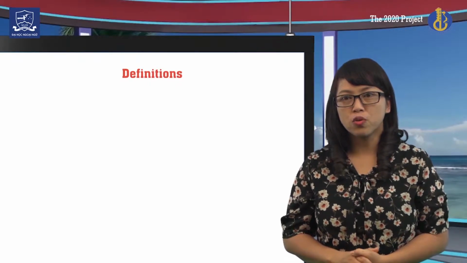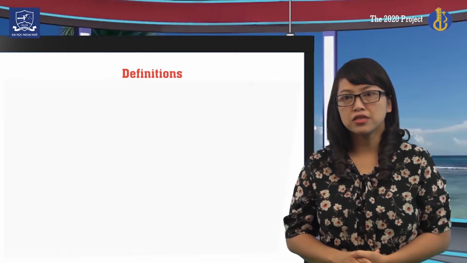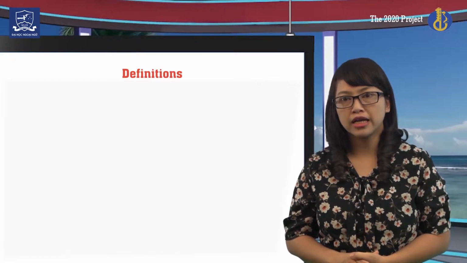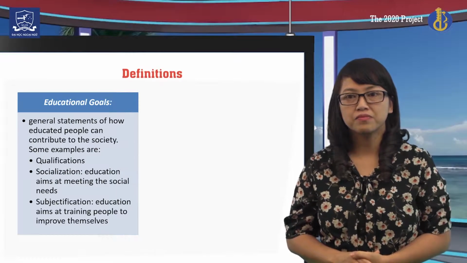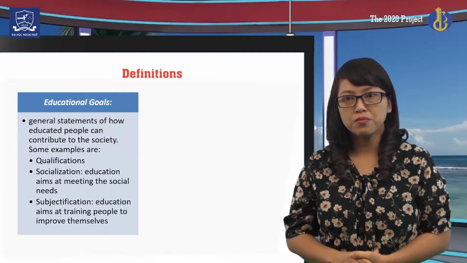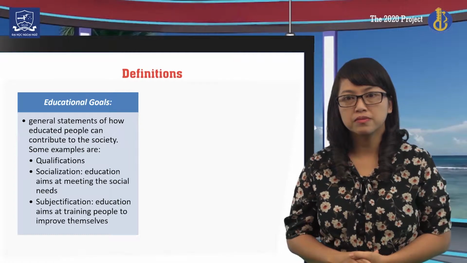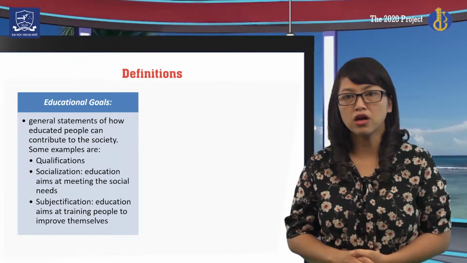People often mention what education can bring or the goal of education. This is a general statement of how educated people can contribute to the society. For instance, education can bring a qualification so people can find a job, or it can help people to meet the needs of the society and improve themselves. These goals are often long-term.